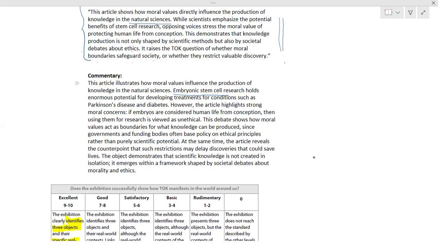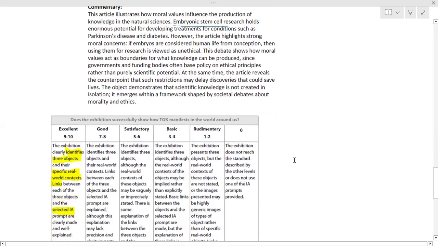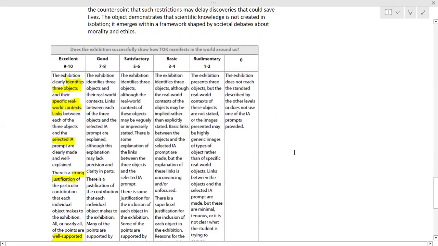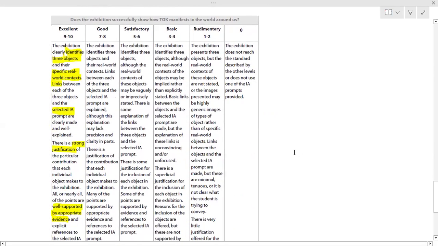So that is 1/3 of your commentary done, because you have to select 3 objects and write commentary on all the 3 objects. I have also tried to add the IB prescribed criteria to mark your exhibition commentary. So this is directly from the IB. This is the marking criteria on the basis of which commentary is marked.